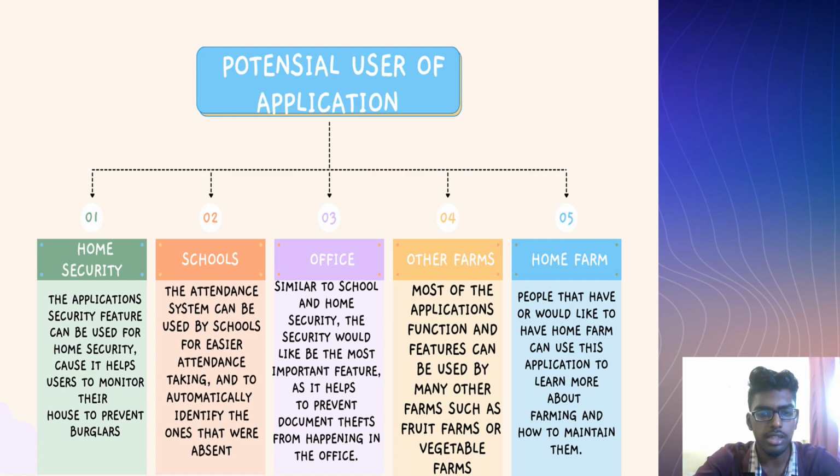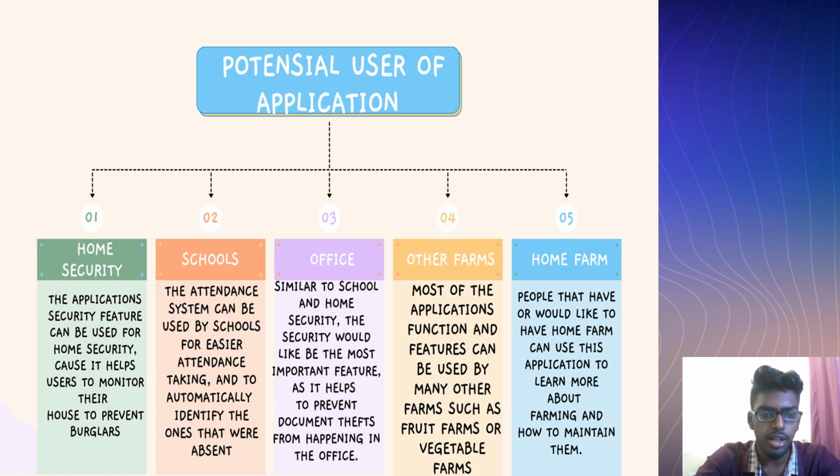The fourth one will be other farms. Most of the application functions and features can be used by many other farms such as fruit farms or vegetable farms. Most definitely, the security function and attendance function will be useful to them. Moreover, the quality checker can also be altered to fit the needs of the farm.